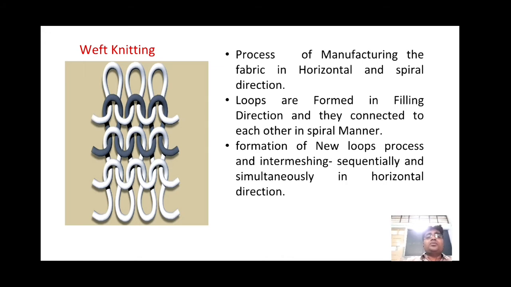So once again I am going to define, this is a process to produce the fabric. How are we going to produce the fabric? In a horizontal direction. The formation of loops is in a horizontal direction as well as in a spiral direction. Here loops are formed in the filling direction and they are connected to each other in a spiral manner. The filling direction is the weft direction, and the weft direction is always the horizontal direction, and because of that the name of this particular knitting is weft knitting.